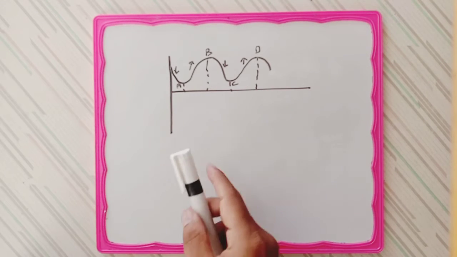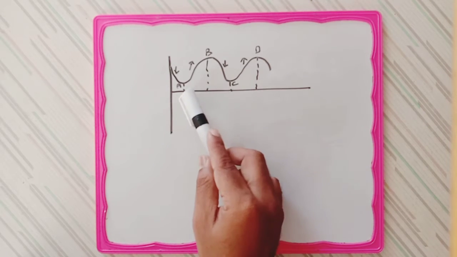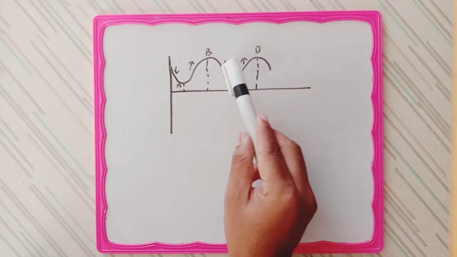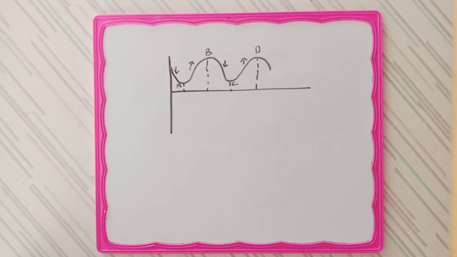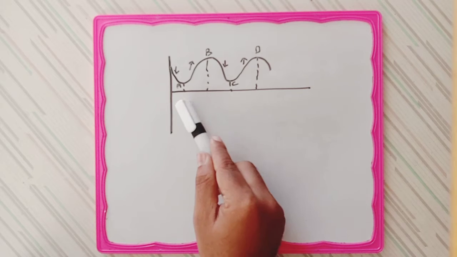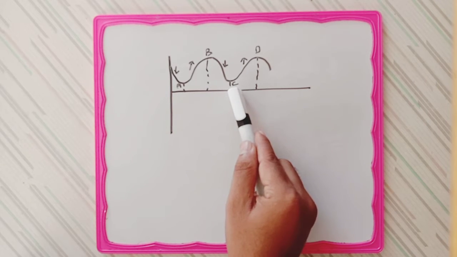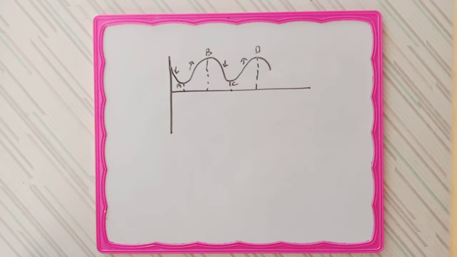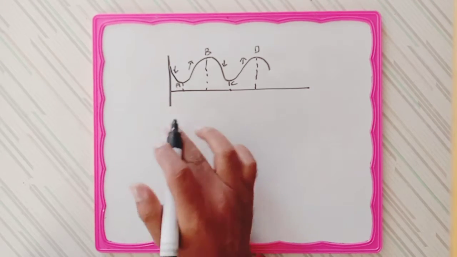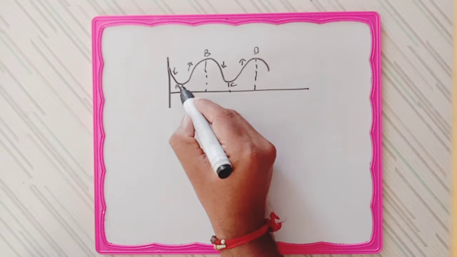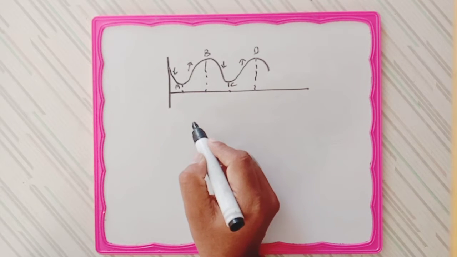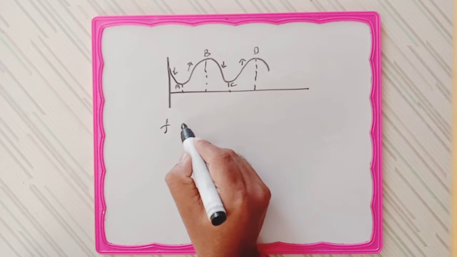So here we can see that a and c are showing the lowest points, and b and d are showing the highest points. At a and c there are the minimum values, and at b and d there are the maximum values, but they are increasing and decreasing for some intervals only.